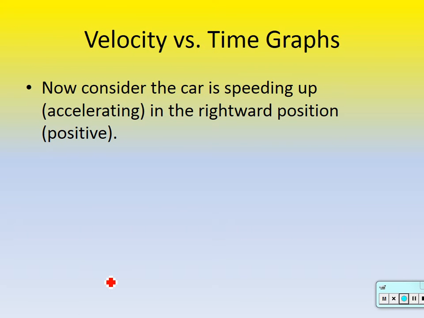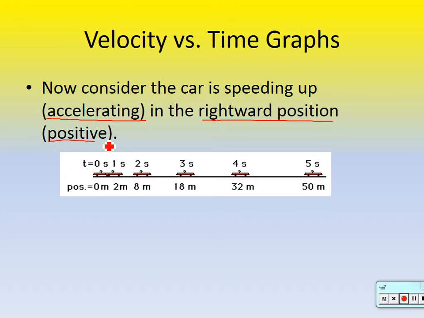Okay, let's now consider the car is speeding up. So it's not going at a constant velocity. Now it's accelerating. So it's going to be accelerating in the rightward direction. Okay, so here's a picture of that car. Now let's draw its velocity time graph. Let me draw it over here again. Okay, so we got velocity over here. Time was on the x. That line represents a velocity of 0, so anything up here is positive, anything down here is negative.